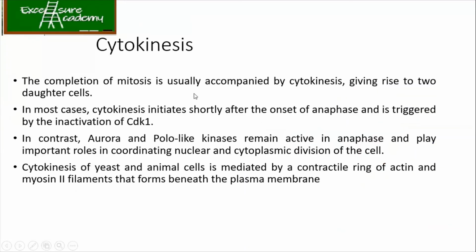Now coming to cytokinesis. The completion of mitosis is usually accompanied by cytokinesis, giving rise to two daughter cells. Okay. Now cytokinesis initiates shortly after anaphase is triggered. In contrast, aurora and polo-like kinases remain active in anaphase and play important roles in coordinating nuclear and cytoplasmic division of the cell. Okay, so cytokinesis of yeast and animal cells is mediated by the contractile ring of actin and myosin filaments, which is formed beneath the plasma membrane.